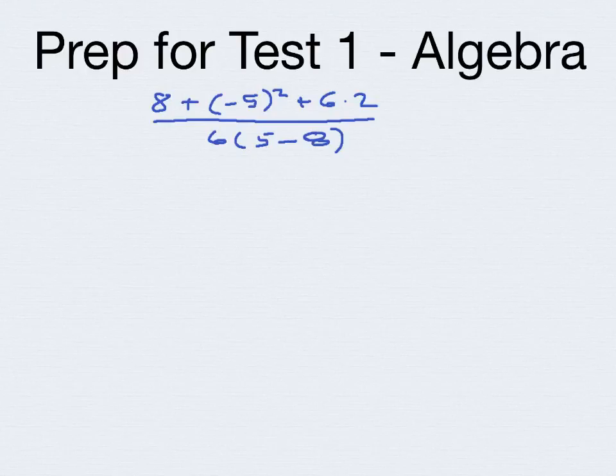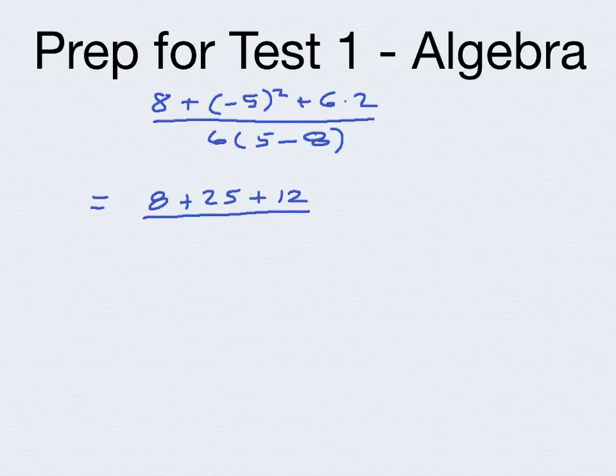Starting on the top, I see an addition, I see a squared, and I see a multiplication. So BEDMAS would tell me to do my exponents first. So 8 plus negative 5 squared is negative 5 times negative 5, which is 25. And then 6 times 2, you would do that next because order of operations says multiplication before addition, so that would be plus 12.